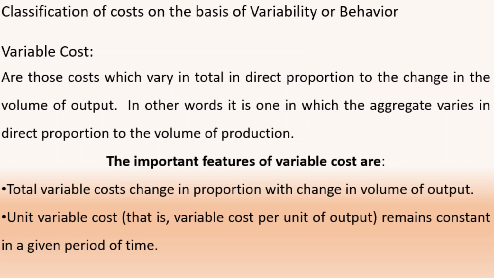They are those costs which vary in total in direct proportion to the change in the volume of output. In other words, it is one in which the aggregate varies in direct proportion to the volume of production. The important features of variable cost are: total variable costs change in proportion with change in volume of output. Unit variable cost, that is variable cost per unit of output, remains constant in a given period of time.